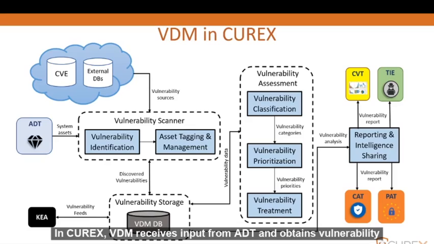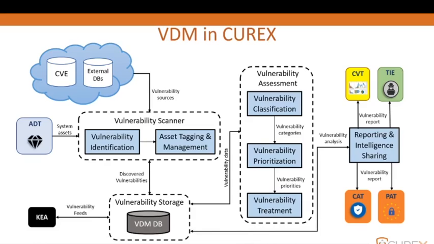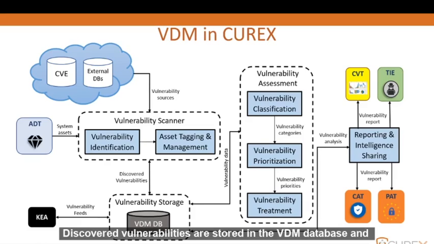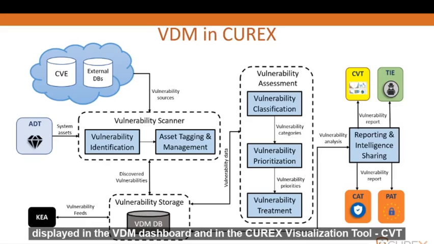In CUREX, VDM receives input from ADT and obtains vulnerability information from external databases like the Common Vulnerability and Exposure (CVE). Discovered vulnerabilities are stored in the VDM database and enriched with 0-day vulnerabilities provided by the KIA component. VDM shares the generated vulnerability report with TA, CAT, and PAT that use this as an input for their processes. Vulnerability reports are displayed in the VDM dashboard and in the CUREX visualization tool, CVT.